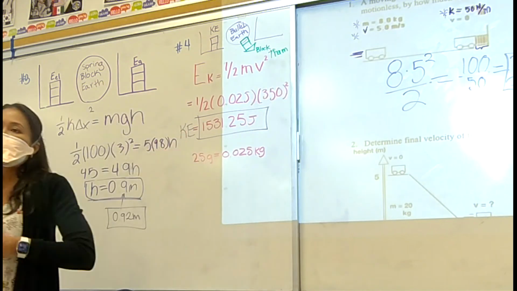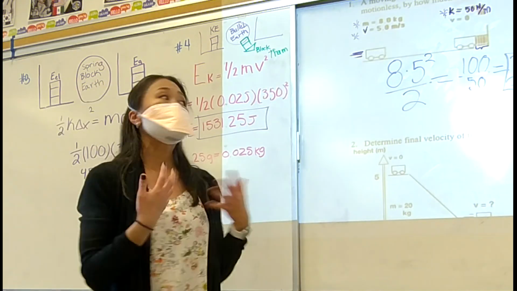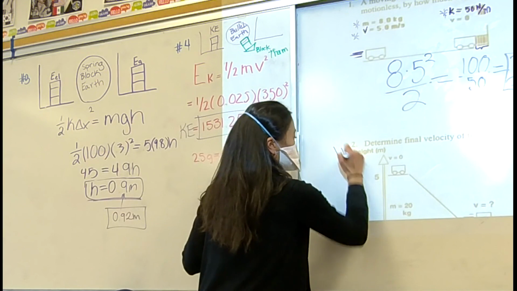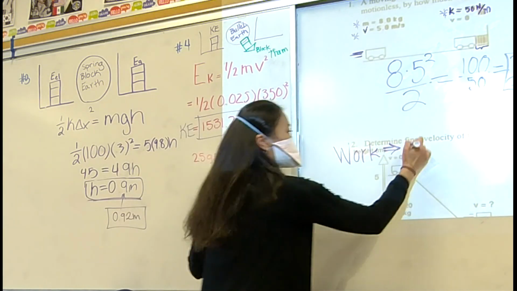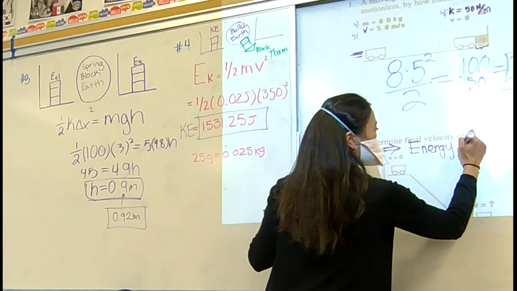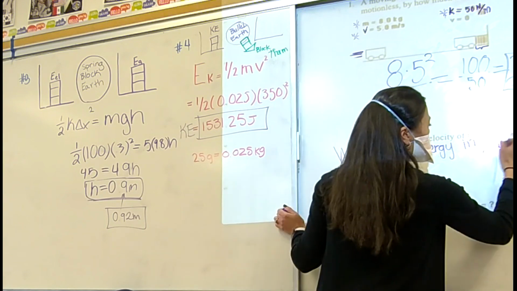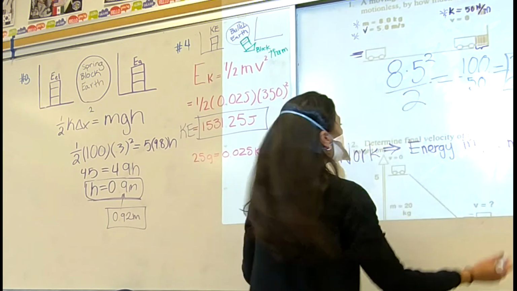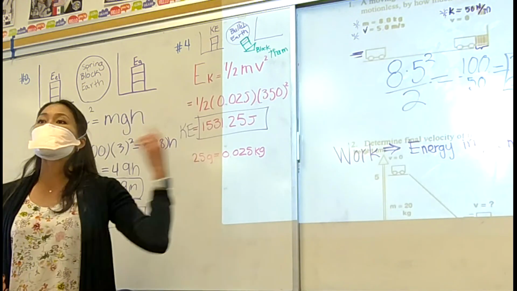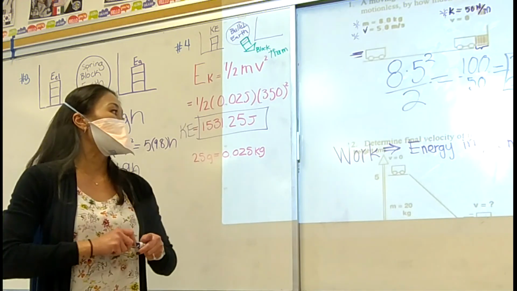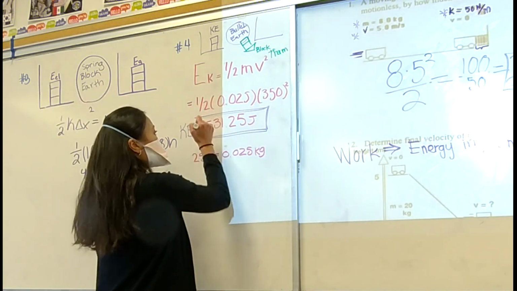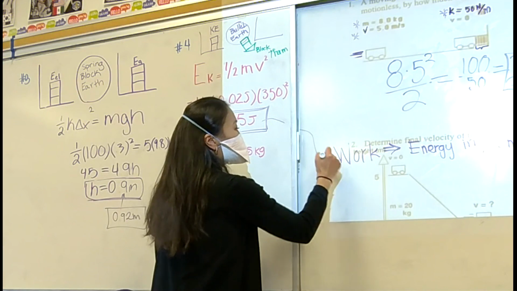So in this scenario, we have work being done. Here's our new equation. Work is either energy transferred in or energy out. And in this case, the block pulled energy out of that bullet, and it turned into thermal energy. Work is energy. So whatever you got for kinetic energy, this is going to be equal to your work.